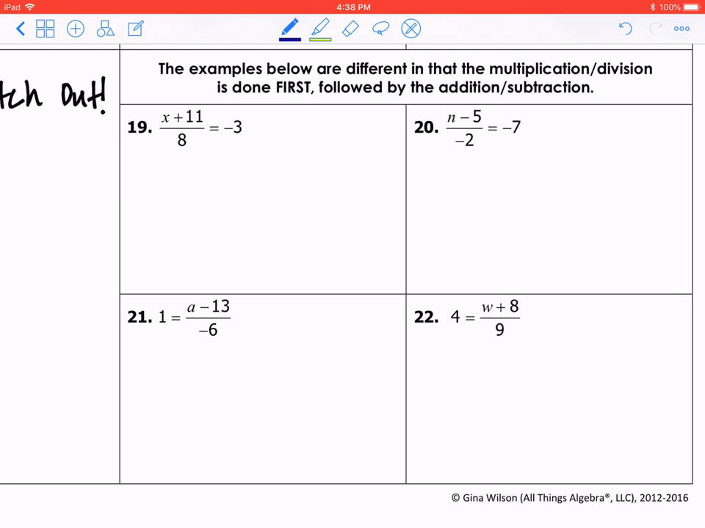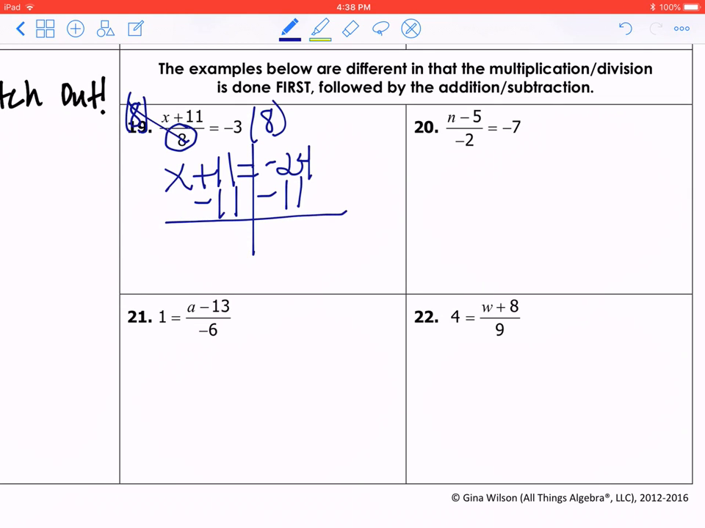So because we have this 8 in the denominator and x plus 11 in the numerator, we have to get rid of the 8 before we can deal with the 11. So in order to do that, we're going to multiply each side by 8. The 8's cancel, and you're left with x plus 11 equals negative 24. Then you undo the addition by subtracting. So x equals negative 35. You guys are going to try 20.